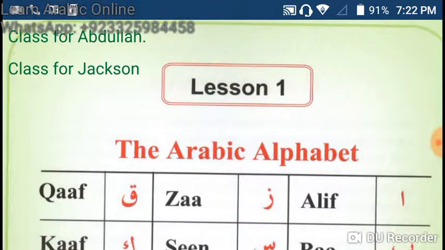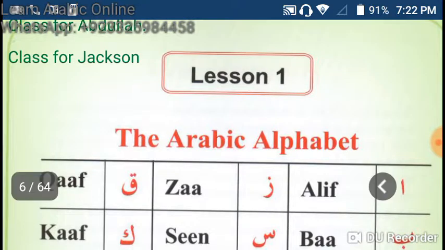But before we start this course, let me tell you two things. We will learn Arabic in two steps. In the first step, you will learn how to read Arabic, and in the second step, you will learn how to speak Arabic, how to understand Arabic, and how to talk in Arabic. Okay? So today we are going to start our first part.